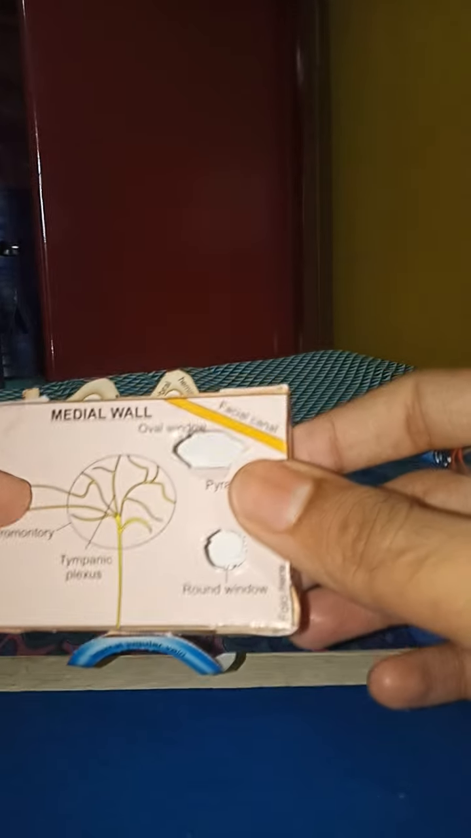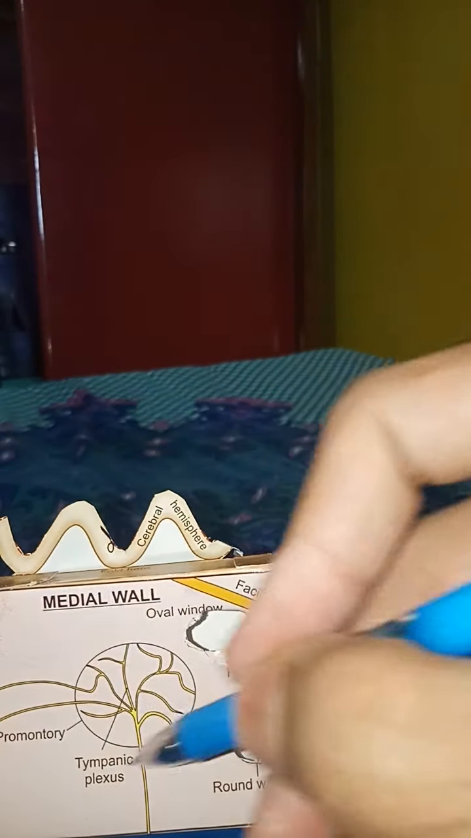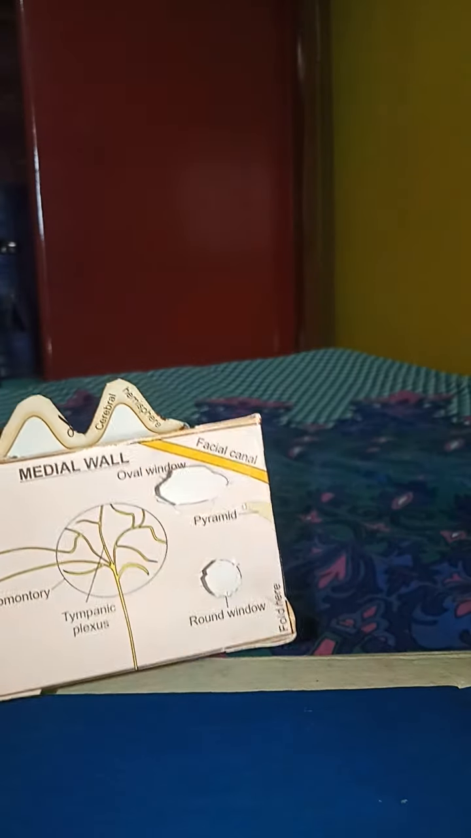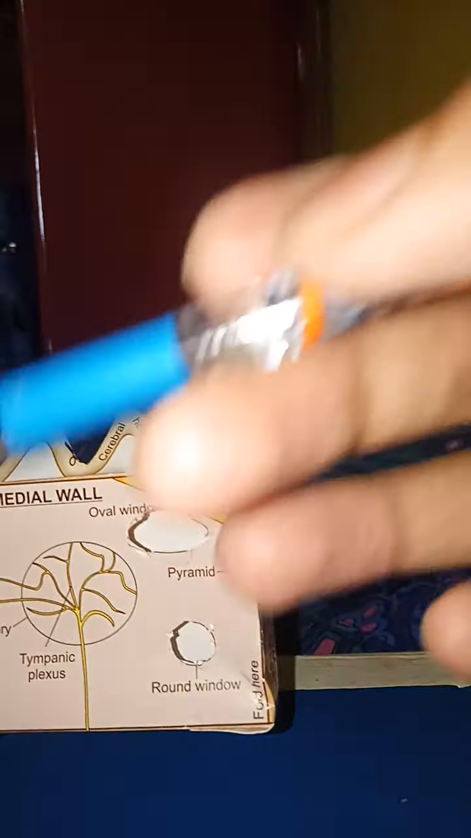Now coming to the medial wall. In the medial wall we can find the promontory. This is the promontory, a bulge where the basal turn of the cochlea is present. Then there is the processus cochleariformis, where the tensor tympani muscle winds around and attaches to the handle of the malleus. It is also important because it is a landmark for the first genu of the facial nerve.